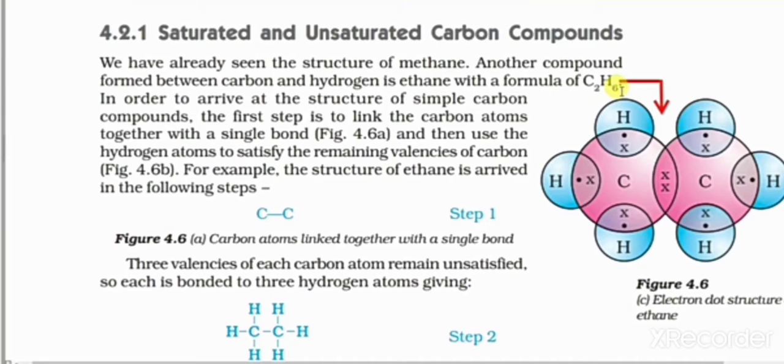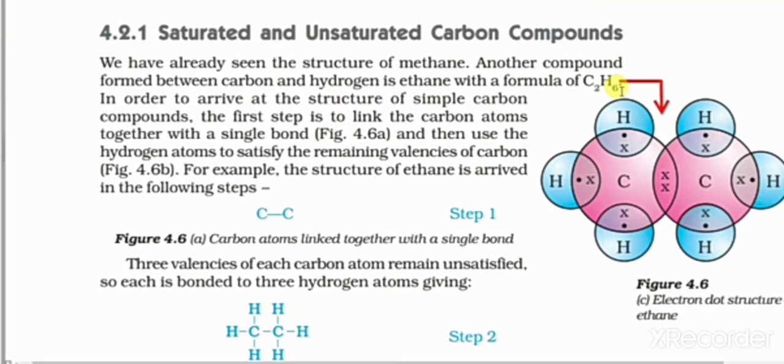See, methane means only one single carbon, then it is known as methane. Ethane means two carbon atoms present in the molecule. The methane formula is CH4 and the ethane formula is C2H6. Another compound formed between carbon and hydrogen is ethane. The formula is C2H6, carbon 2 and hydrogen 6.